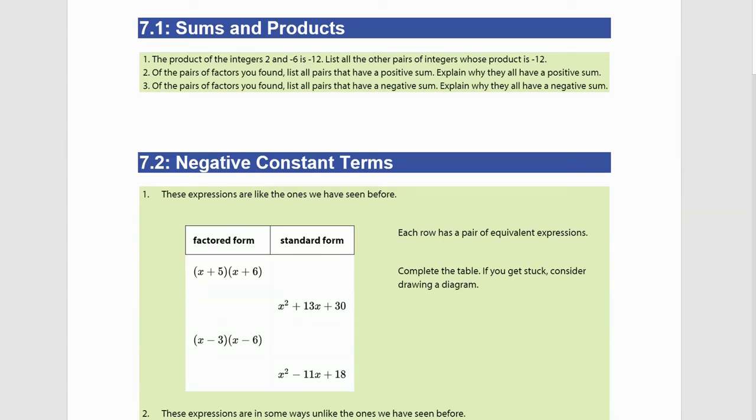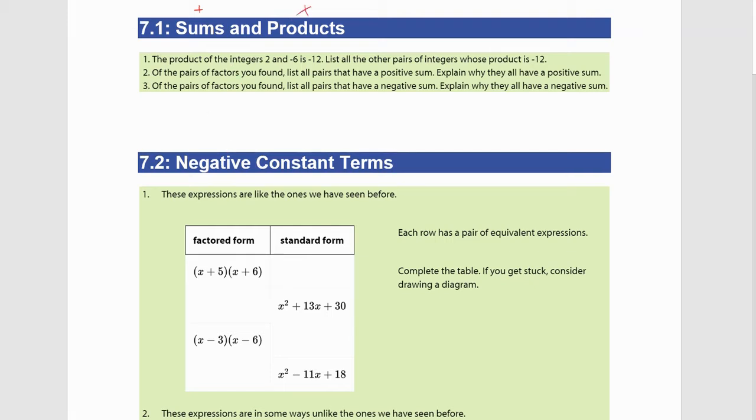All right, so Algebra 1, Unit 7, Lesson 7. We are rewriting quadratic expressions in factored form. This is part 2 of what we just did in Lesson 6. So sums and products. Sums, basically, you're combining, you're adding, and products means multiplying.